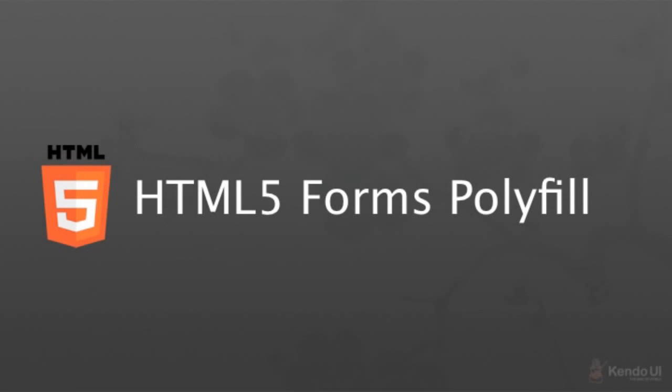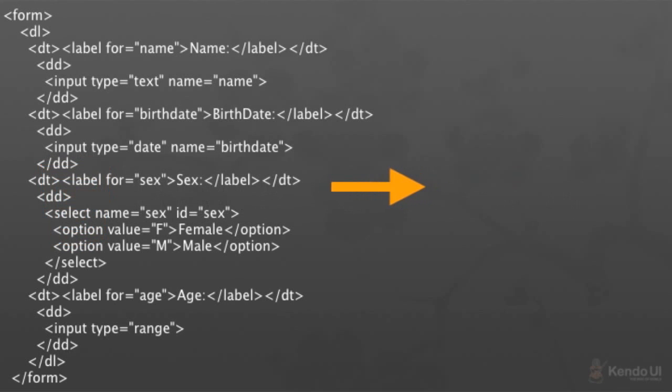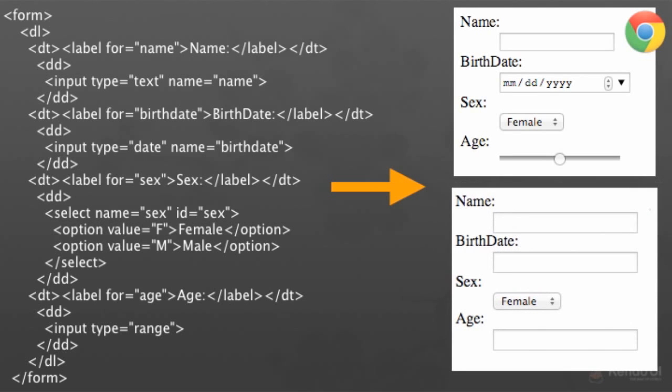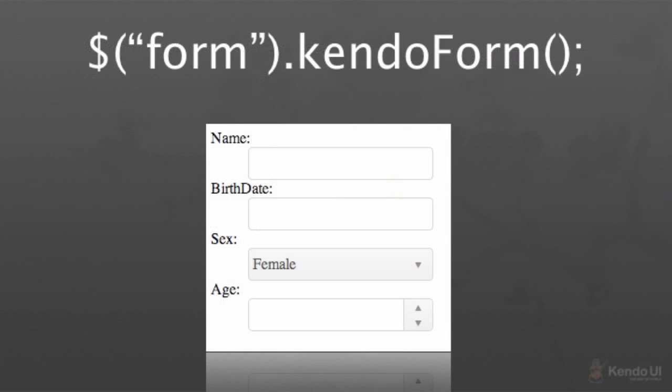Brandon just added the Kendo UI forms polyfill. Now, HTML5 forms and new input types would be great if browser support wasn't so darn flaky. This polyfill automatically sniffs out your input types and gives you a Kendo UI styled text box, numeric text box, date picker, upload, whatever the appropriate form field is. And most importantly, it looks consistent across browsers.